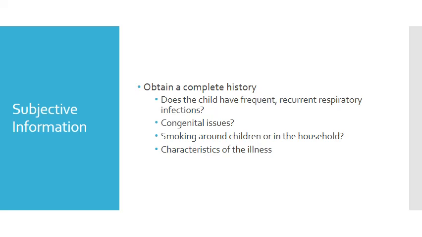All right, when it comes time to do our assessment, we've got to think back to 126 and how did we do the respiratory assessment? What information did we take in? So obviously we're going to do a complete history. We want to focus on any respiratory issues the patient has had in the past. So do they have problems with recurrent respiratory infections? Do they have any congenital issues that we should know about?